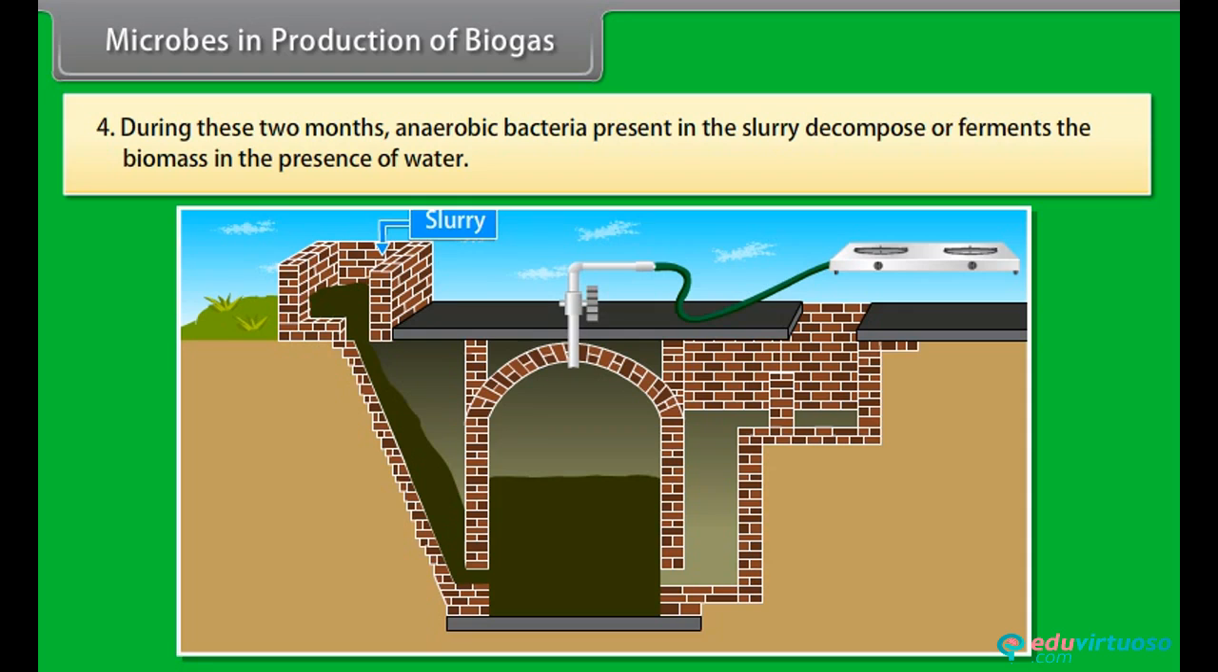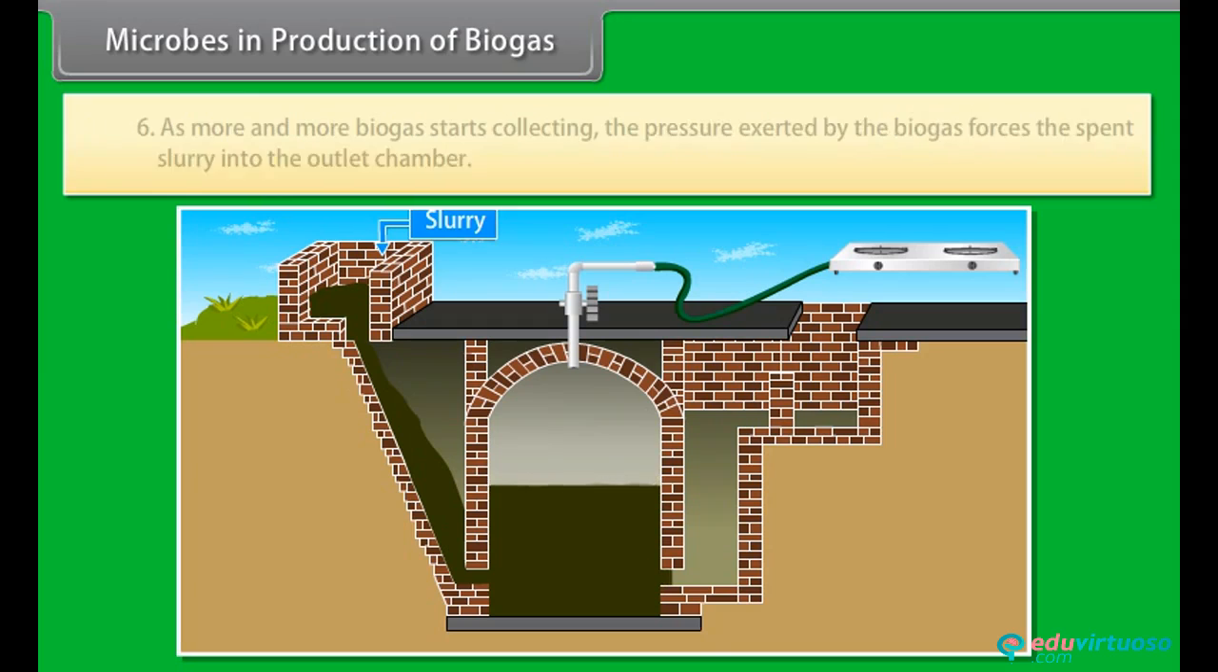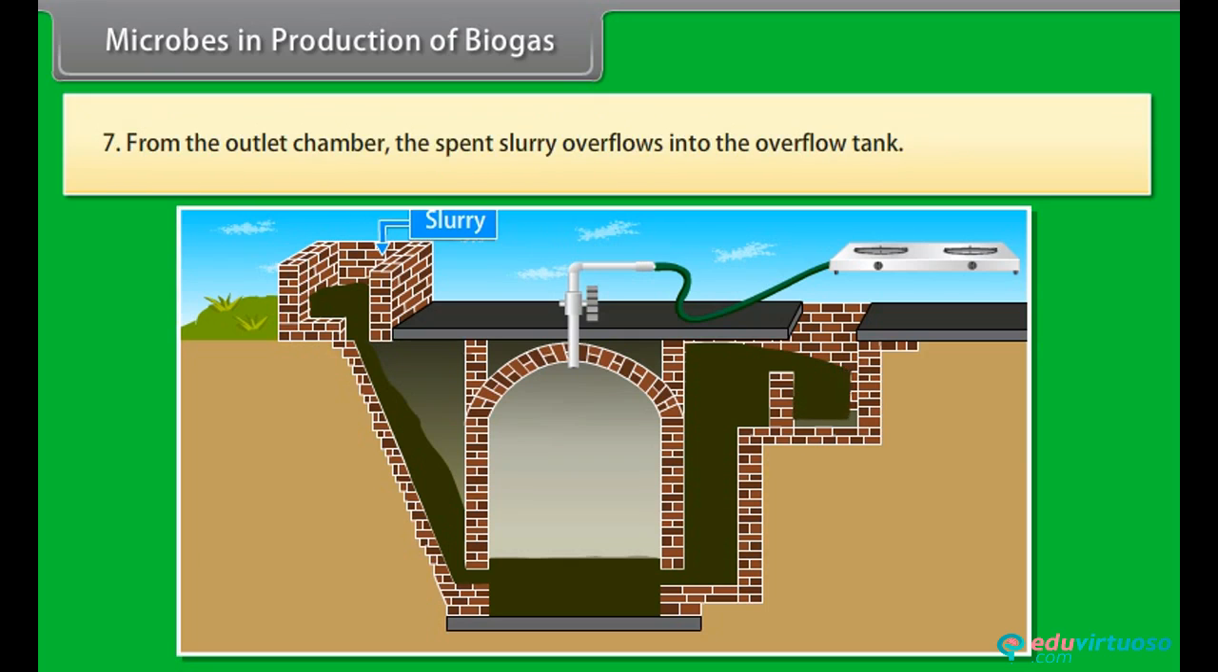Number 4. During these 2 months, anaerobic bacteria present in the slurry decompose or ferment the biomass in the presence of water. Number 5. As a result of anaerobic fermentation, biogas is formed, which starts collecting in the dome of the digester. Number 6. As more and more biogas starts collecting, the pressure exerted by the biogas forces the spent slurry into the outlet chamber.